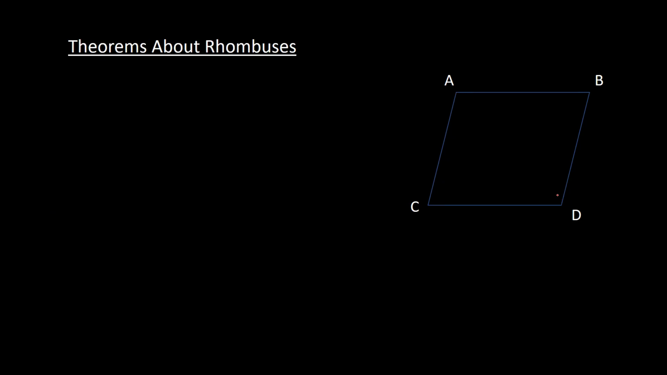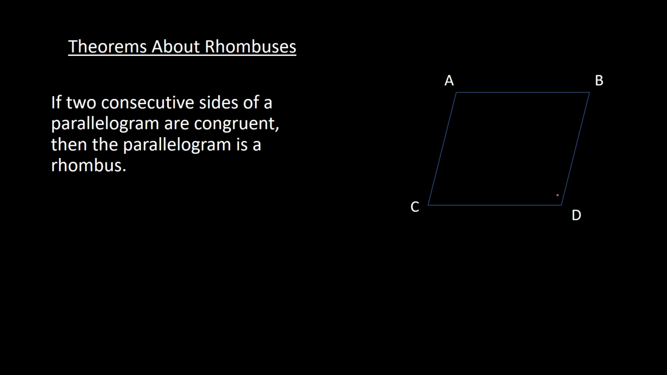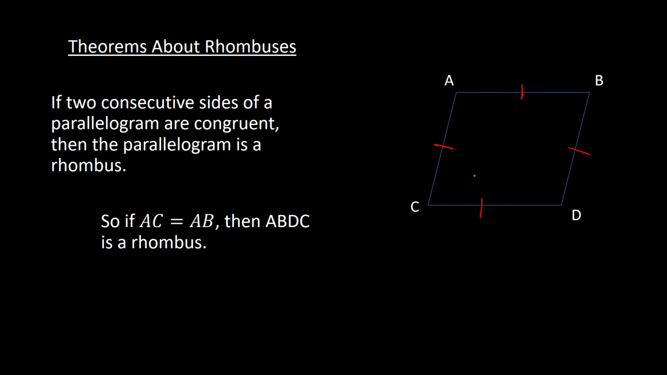And our last theorem about rhombuses is that if 2 consecutive sides of a parallelogram are congruent, then the parallelogram must be a rhombus. So for example, if AC is equal to AB, then we can conclude that ABDC would be a rhombus. And the reason is because we know that we have a parallelogram. With the parallelogram, we know the opposite sides are going to be congruent. So that means AC must be congruent to BD, then AB must be congruent to CD. So therefore, we have 4 congruent sides, which gives us a rhombus.